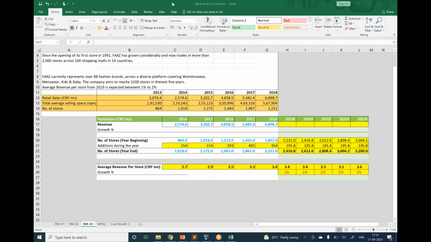Did you understand this problem, or do you want me to repeat everything from scratch? Give me your feedback. Oh, screen is stuck. So what I meant to say is this is average revenue per store. But the above line is for all the stores put together, how much is the revenue? So equals 3.4. But how many stores are there? Average of beginning and ending. So whenever there is a beginning and ending, always take an average in financial modeling.